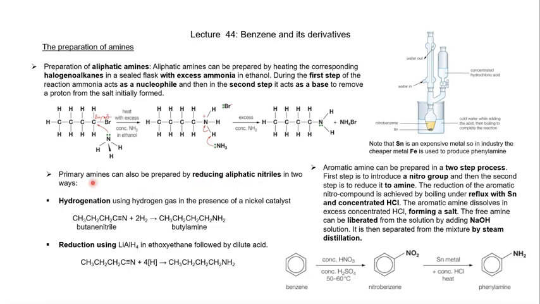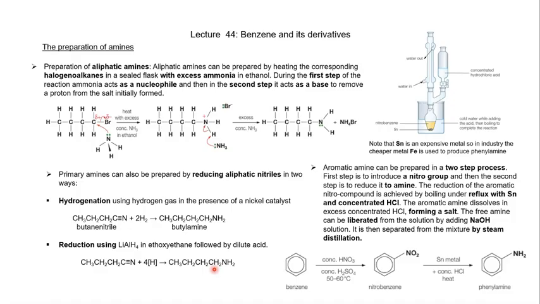Primary amines can also be prepared by reducing aliphatic nitriles. This is an aliphatic nitrile, what we call butane nitrile, and then we reduce this butane nitrile to get butylamine. Also, we can use a reducing agent, lithium aluminium hydride, in ethoxyethane. We reduce it with lithium aluminium hydride and get the aliphatic amine, butylamine.